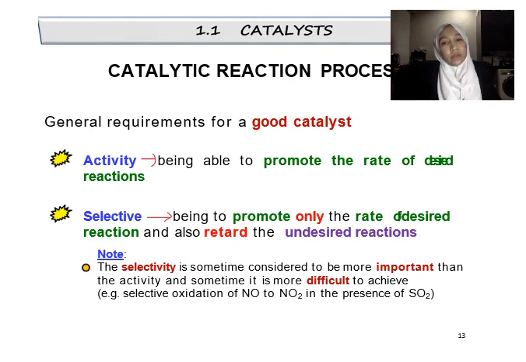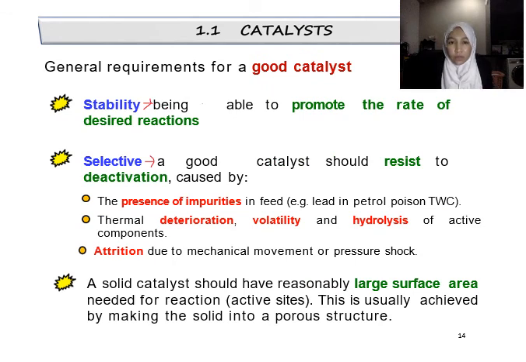So what are the requirements? What are the criteria of a good catalyst? We call it a good catalyst if the activity of that catalyst is able to promote the rate of desired reactions, and if the catalyst is very selective to only the desired reactions, and it will slow down or retard the undesired reactions. Another criterion of a good catalyst is that it is stable, in which the rate of reactions is stable over a longer time.